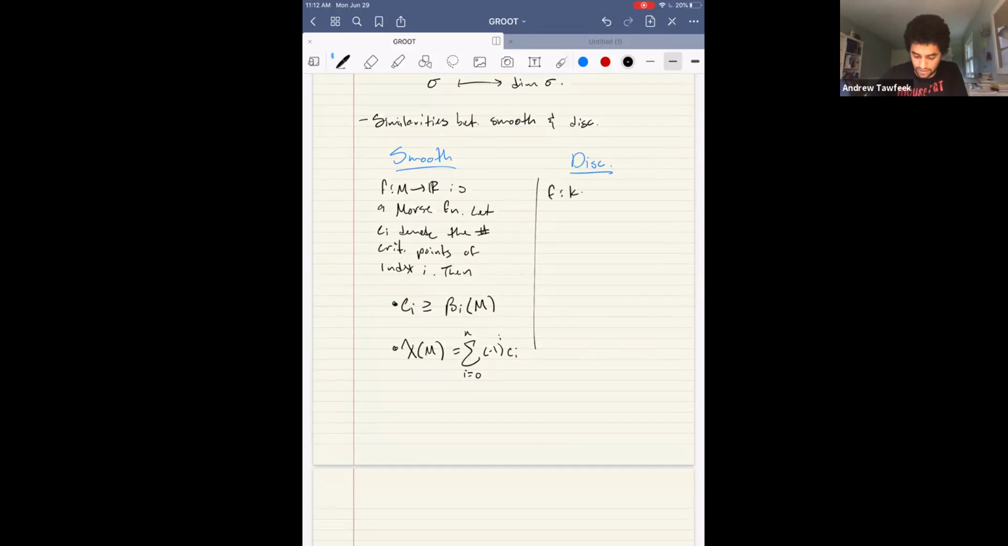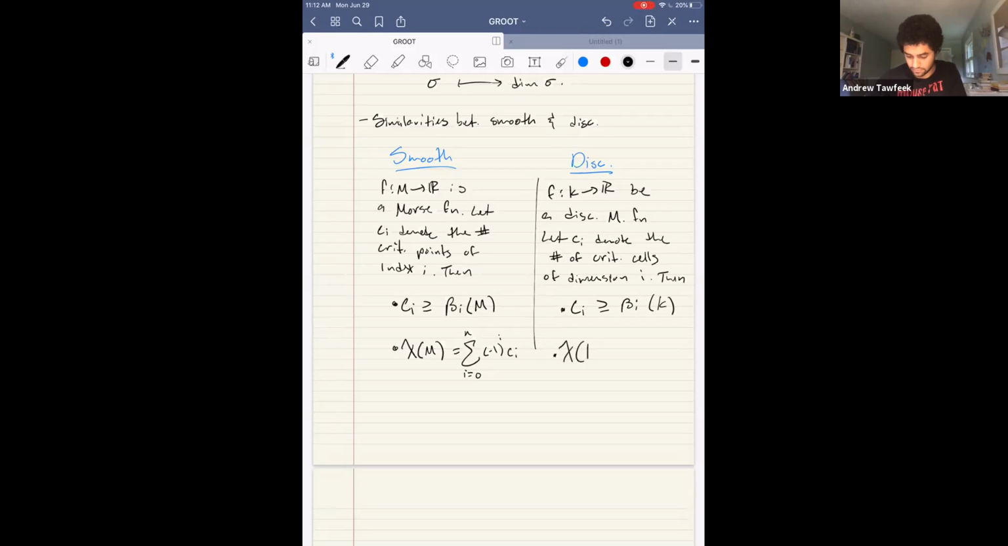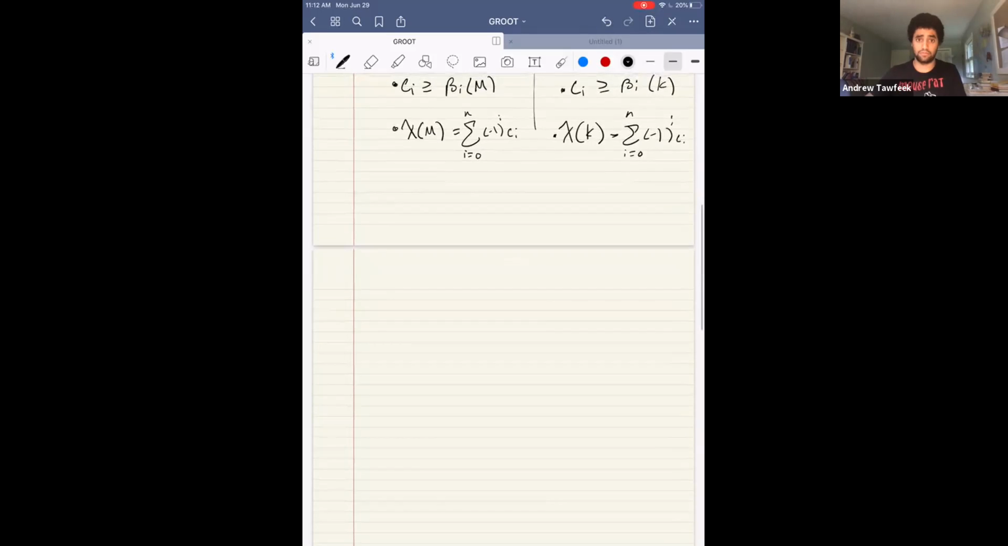So in the discrete case, let f from K to R be a discrete Morse function on a simplicial complex K. Now let Ci denote the number of critical cells of dimension i. Then we have exactly the same statements, with i equals 0 to n. Oh, sorry, where n is the dimension of the complex and manifold, respectively. Yeah, so far seems really similar. And if I'm ever scrolling too fast, feel free to tell me to slow down as well.